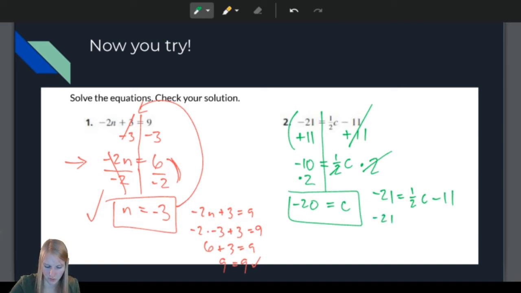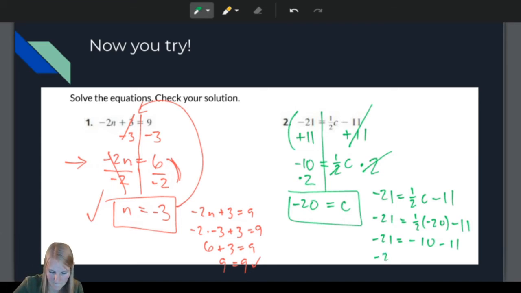Negative 21 equals 1/2 times negative 20 minus 11. Okay. 1/2 times negative 20 is negative 10, so we have negative 21 equals negative 10 minus 11. Now negative 10 minus 11 is negative 21. We were right. So c is indeed equal to negative 20.